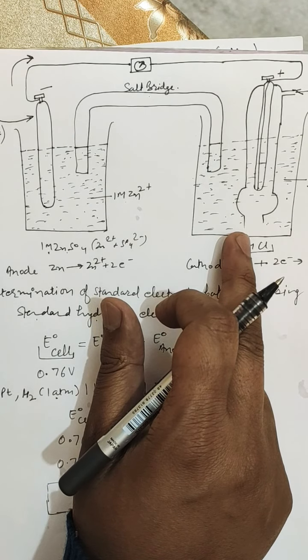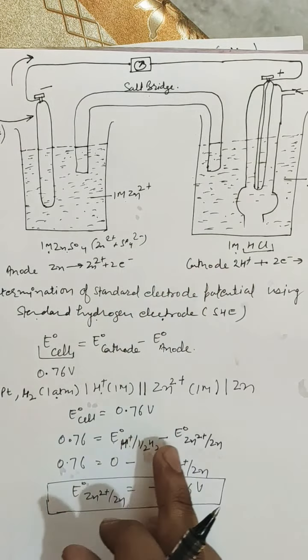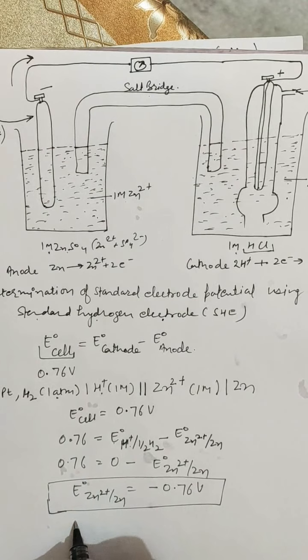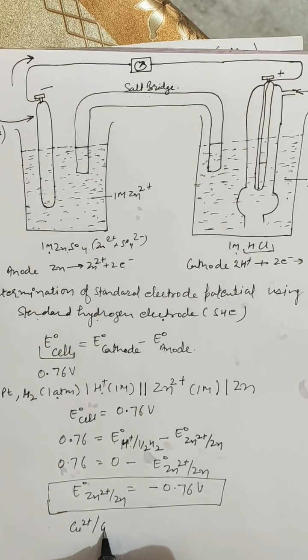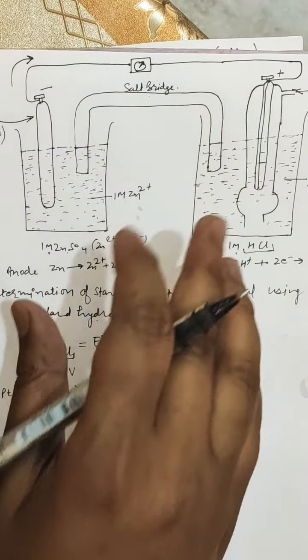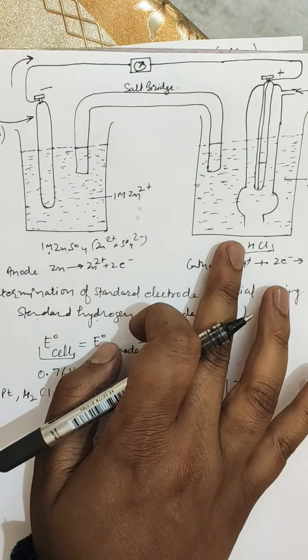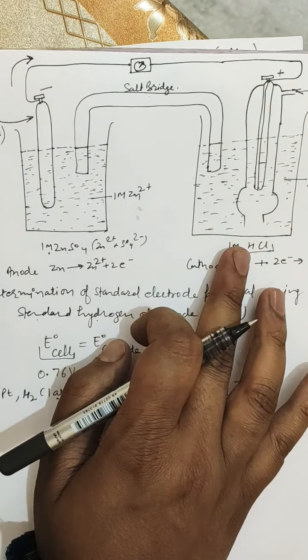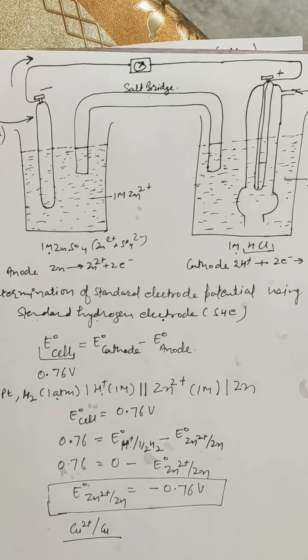So you can try yourself how to calculate the electrode potential of the copper electrode, that is the Cu2+ over Cu electrode. After knowing the value, you can assign the positive and negative terminal and the cathode and anode designation to the particular electrodes. So next is the electrochemical series.